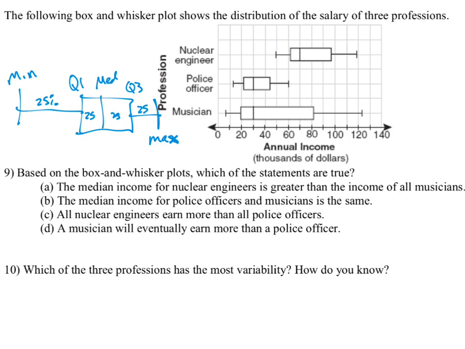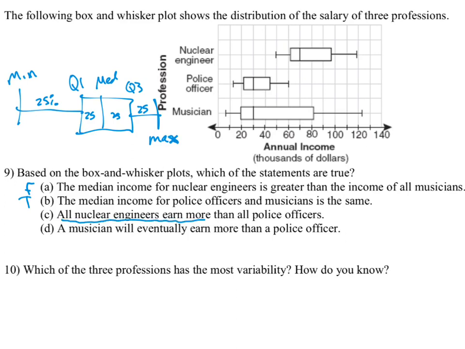All right, so quick overview. Median income for nuclear engineers. Well, that's going to be the line inside, which comes out to be about 70,000, is greater than the income of all musicians. Well, these are all the musicians' income, and it looks like this line is not above these. So that's going to be a false statement. Let's move on to B. The median income for police officers and musicians is the same. Well, remember, median's the line in the middle. So we got median here, we got median here, and those are looking like the same median. So yeah, we're going to put true there.